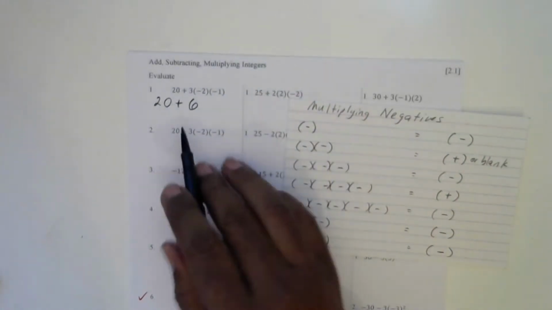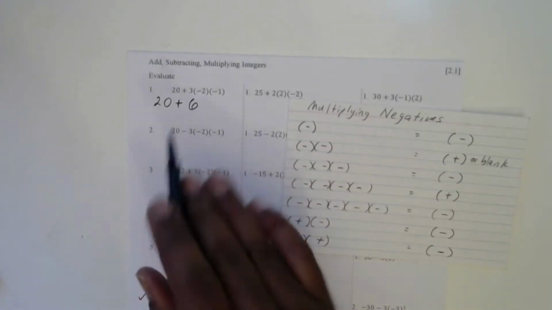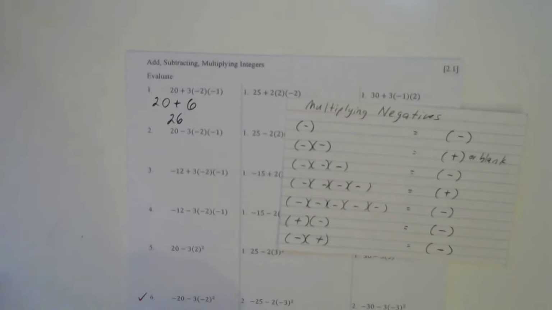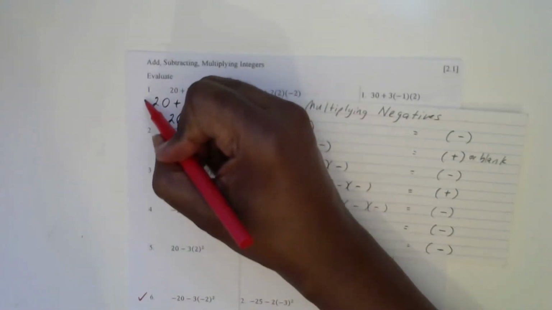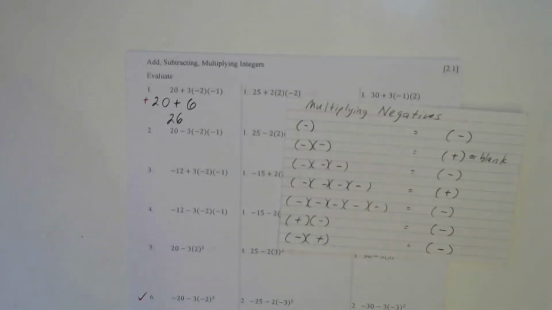And so what we have is same signs, a positive 20 and a positive 6. So same signs add, so we get 26. And the bigger sign always wins. The 20 is the bigger sign. And remember, the 20 is positive, so the 26 will be positive.